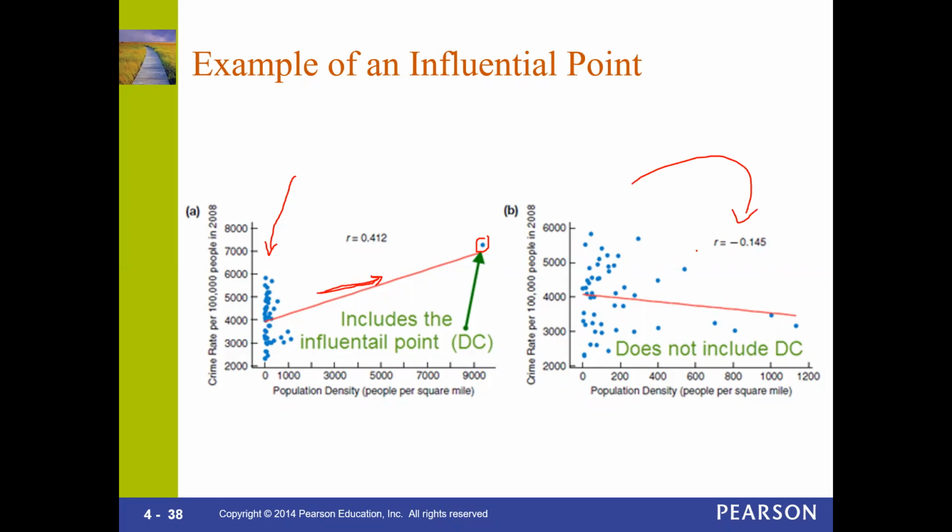As you can see, first of all, whenever it was there, it made the R become positive because it was way over there. But if you remove it, then the R becomes negative in this case. As you can see, this is called an influential point. So be aware of outliers. Sometimes you're going to have to remove the outliers. Without the outliers, we got example number B.